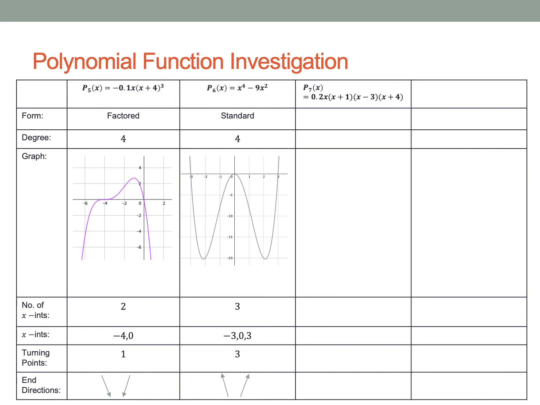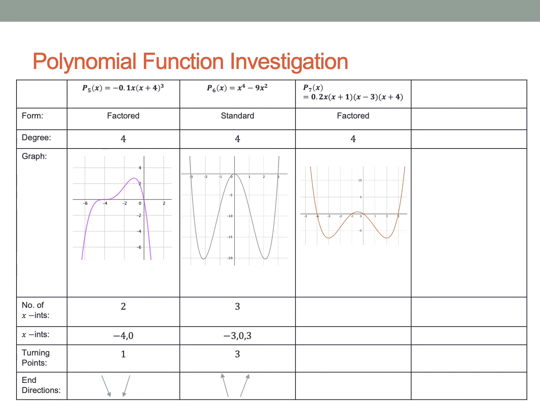Okay, second to last one. I'm hoping you see some patterns here. If you don't see any patterns yet, then it's really important that you're paying attention during now and the summary, of course. So this is 0.2x times x plus 1 times x minus 3 times x plus 4. So it's in factored form, which helps. The number of factors is 4, so it's degree 4. And there are no repeated factors. So here it is. Looks like this. As you can see, like the last one with degree 4, it kind of had a W shape. This one also has a W shape, right?